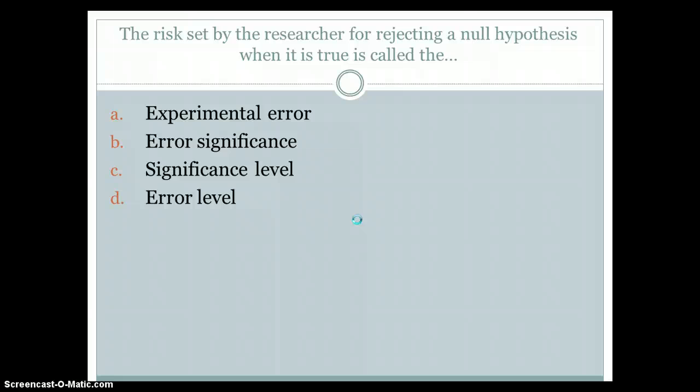Okay, so what is the risk set by the researcher for rejecting a null hypothesis when it is true? Is it called experimental error, error significance, significance level, or error level? Well, we usually call it the significance level, right? That's where we started with our slides so far today.